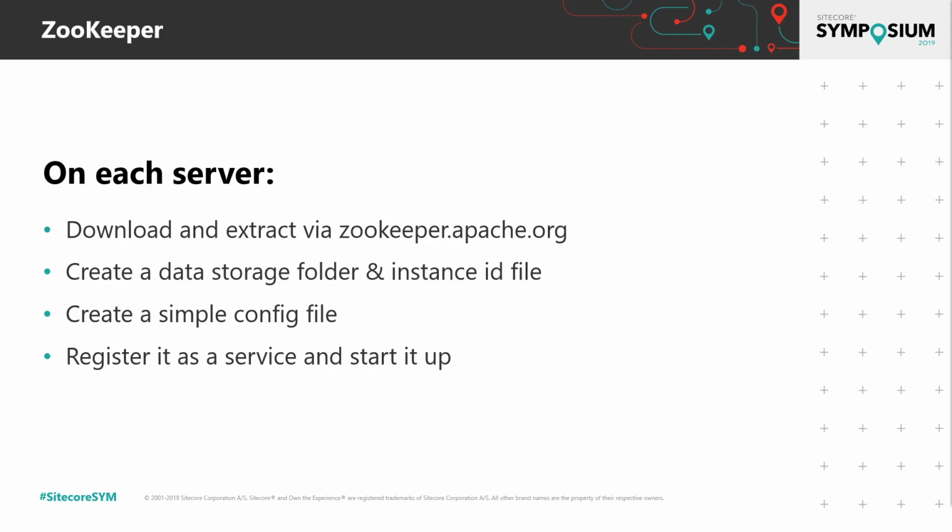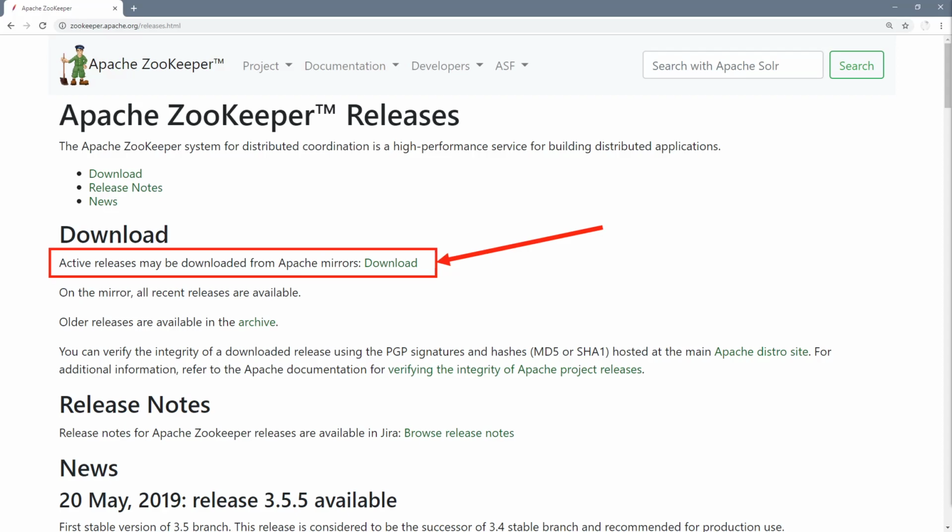For Zookeeper, there are 5 things you need to do on each box. For release, create a data folder and an instance file, write the config and set up the service. So browse over to zookeeper.apache.org and look at its release page for the download link. During my work, Solr was saying to use the latest version 3.4. You may want to move to newer versions now. They're all available from the Apache mirrors, whose link is highlighted here.